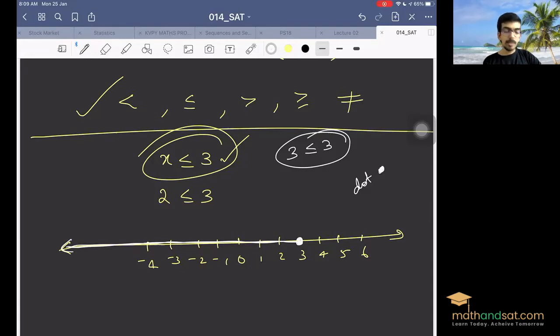So it is understood that 3 is also included in the solution set. Any number on the left side of 3 is also included in the solution set. So you're going to represent this on the number line as the numbers 3 and left side of 3. So is this clear? The number line representation of the solution set.